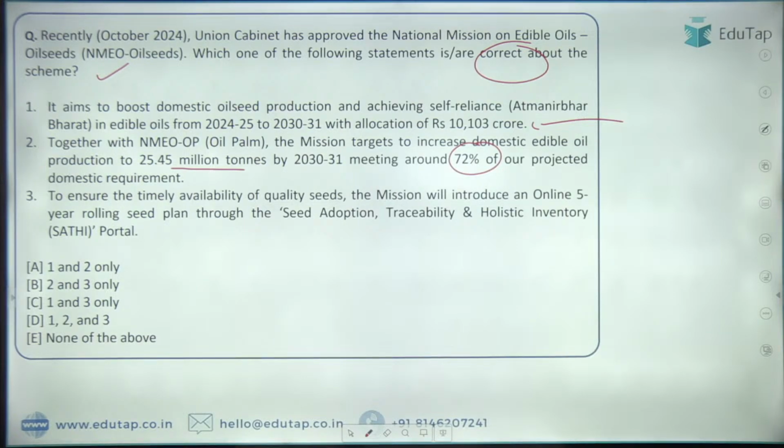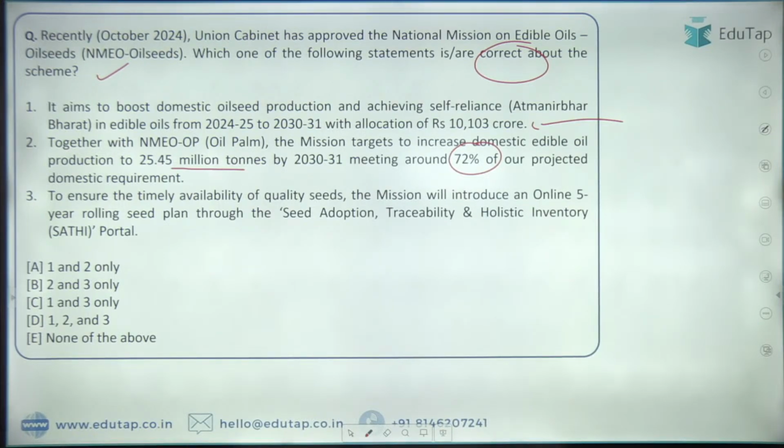Now moving on to the third statement, that is to ensure the timely availability of quality seeds, mission will introduce an online 5-year rolling seed plan. और इसके साथ साथ एक पोर्टल को लॉन्च किया जाएगा, that is the साथी पोर्टल. So guys quickly tell me that whether the full form of this portal is mentioned correctly or not. तो साथी पोर्टल, साथी स्टैंड्स फॉर सीड अडॉप्शन, ट्रेसेबिलिटी एंड होलिस्टिक इन्वेंटरी.